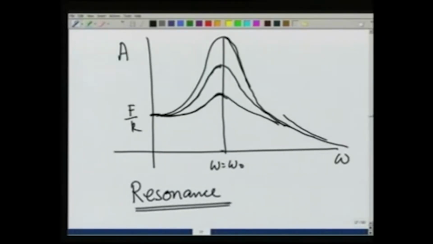Recall that when there was no damping, at driving frequency equal to the natural frequency, the amplitude was growing with time, it was not stopping. Here it becomes maximum, and this is again a phenomenon of resonance. We will see later that at resonance the power dissipated by the system, and therefore the power given to the system, is also maximum.